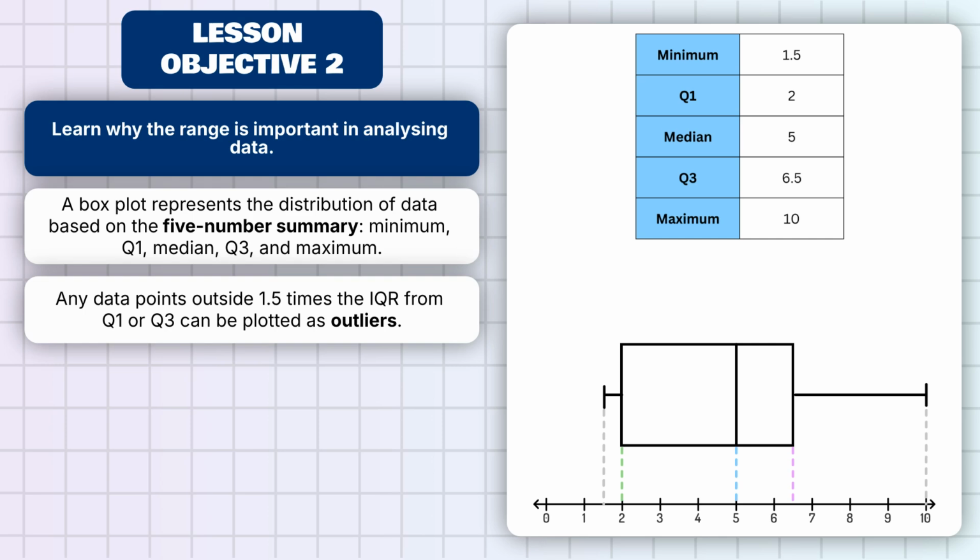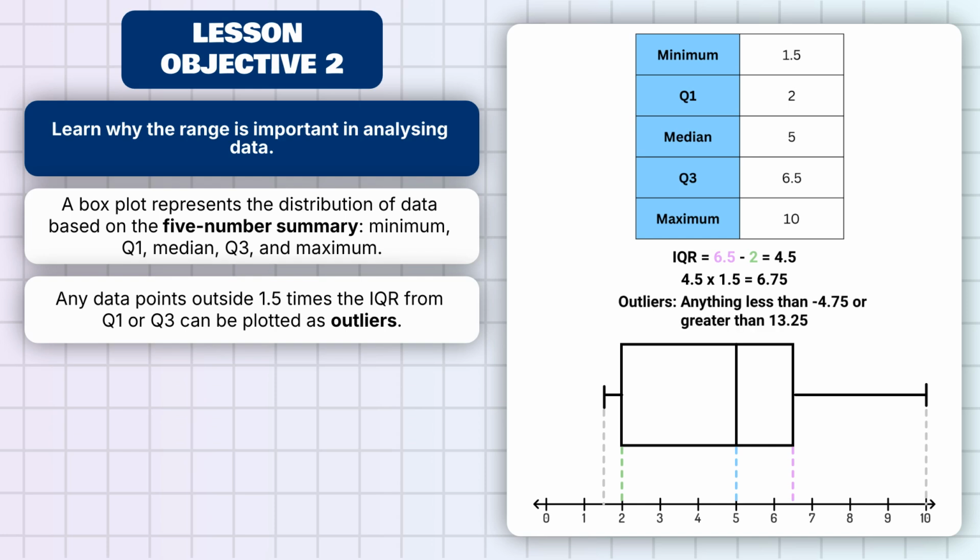Remember, to calculate the IQR, we do Q3 minus Q1. So in this case, we get 6.5 minus 2, which is 4.5. We multiply the IQR of 4.5 by 1.5 to get 6.75. We can now use this number to identify outliers.